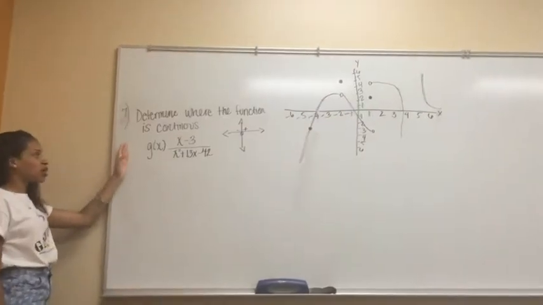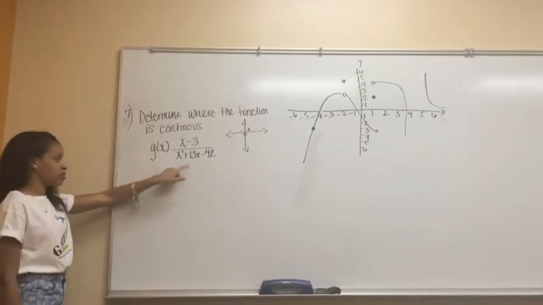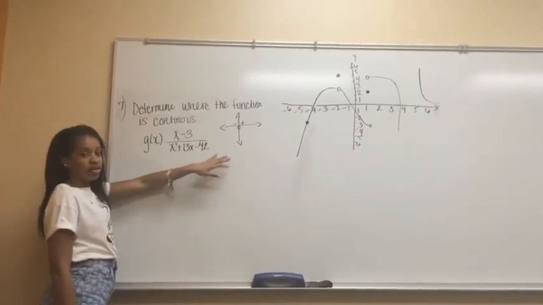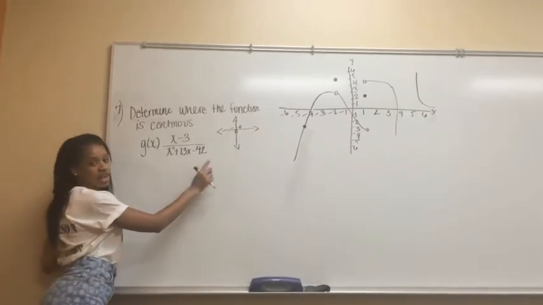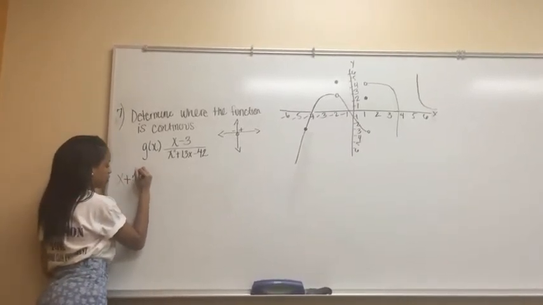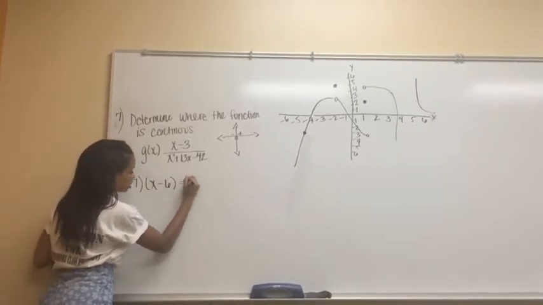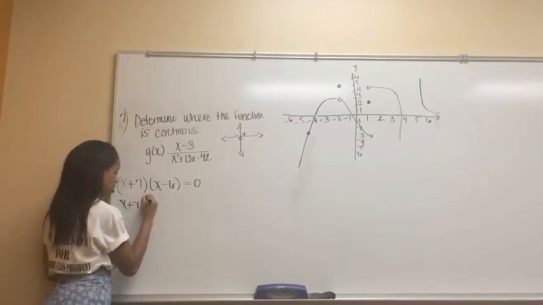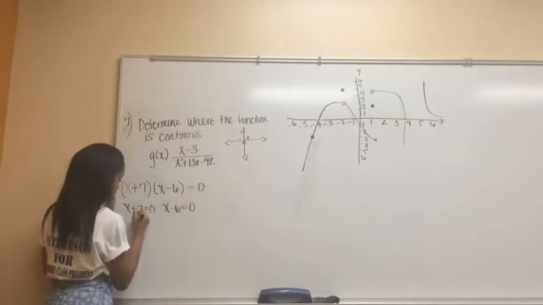So here we have to determine where the function is continuous. To find where the function is continuous, we have to set the denominator equal to 0 using greater than, less than, or equal to signs. So we're going to factor out the denominator and we'll get x plus 7 and x minus 6 and set them equal to 0. So now we'll have x plus 7 equals 0 and x minus 6 equals 0.